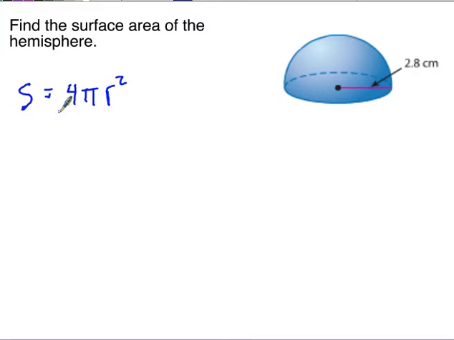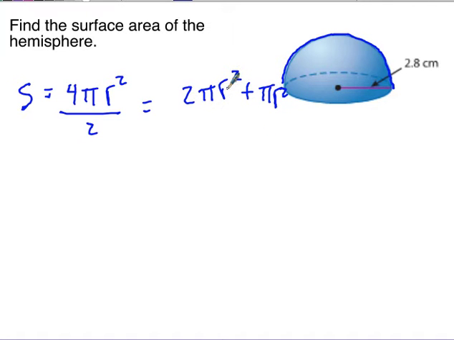But we only want half of that. So when we divide it by 2, what do we come up with? 2 pi r squared. Okay, but that's just going to get us the spherical part, right? But what about the circle? Oh, yeah. So plus what? Pi r squared. Plus pi r squared.